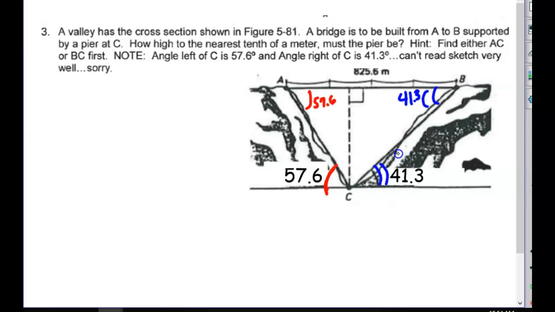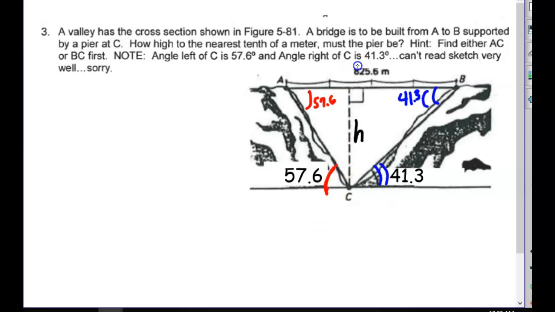All right, it says a valley has a cross section shown. A bridge is to be built from A to B, supported by a pier at C. How high to the nearest tenth of a meter will the pier be? Anyway, we need this height here, I think. Hint, find either AC or BC first. This is the same thing we just did on the last one, right?